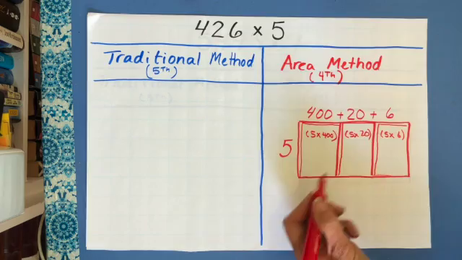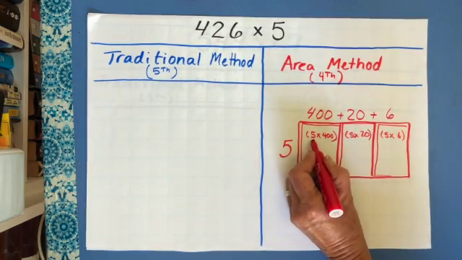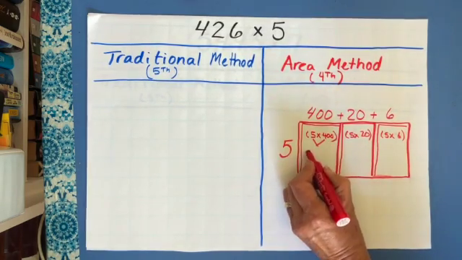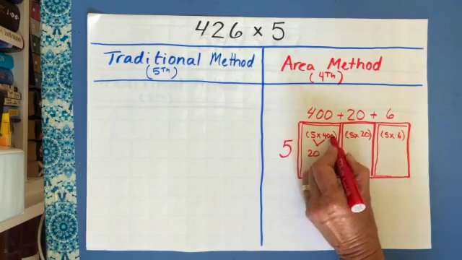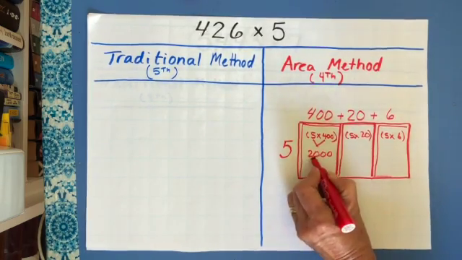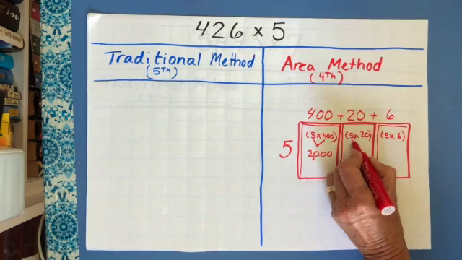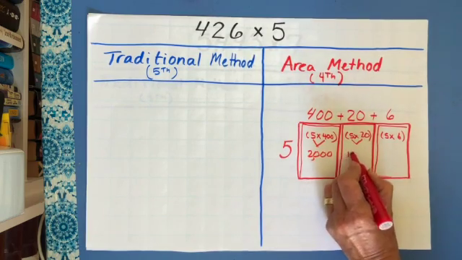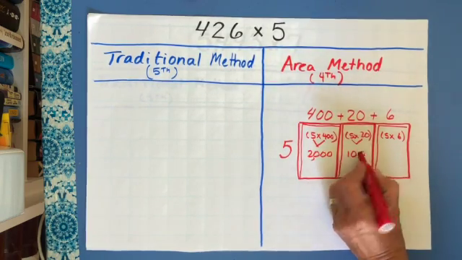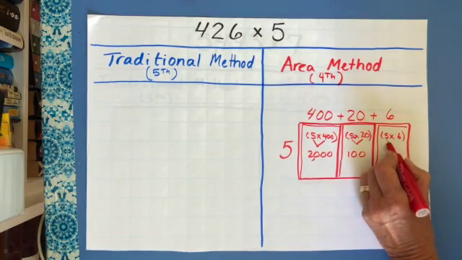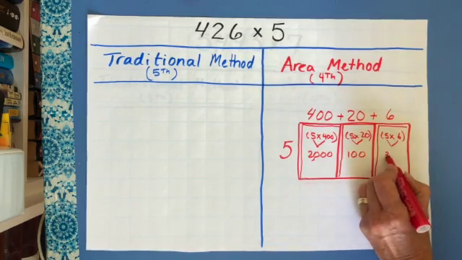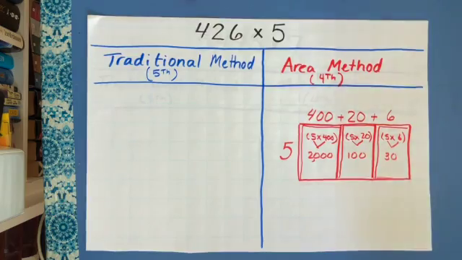Now I'm going to find out what each one of these equals. 5 times 4 is 20, and then there's 2 zeros. So I got 2,000 for that one. 5 times 2 is 10, there's 1 zero, so that's equal to 100. And 5 times 6 is 30, and there's no zeros, so I don't need to add any.